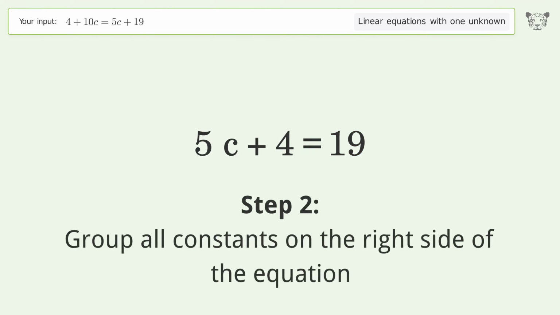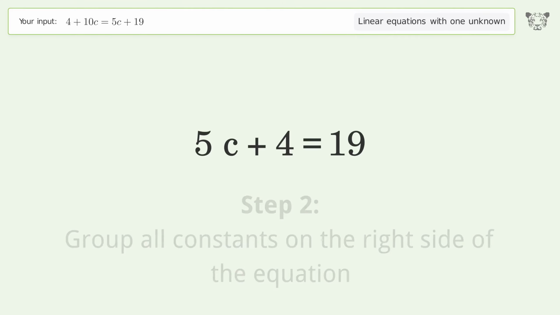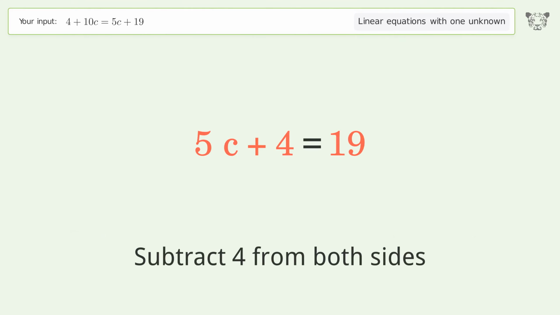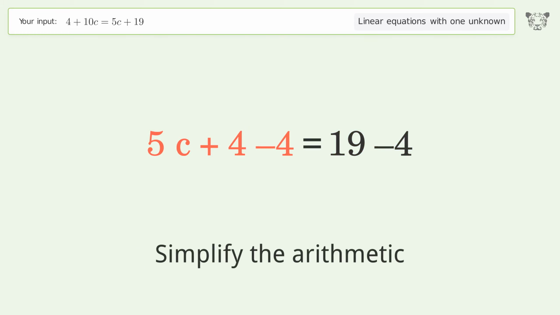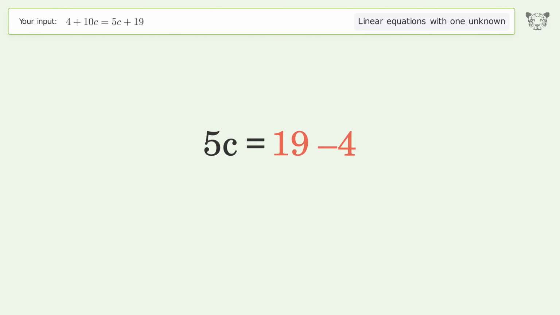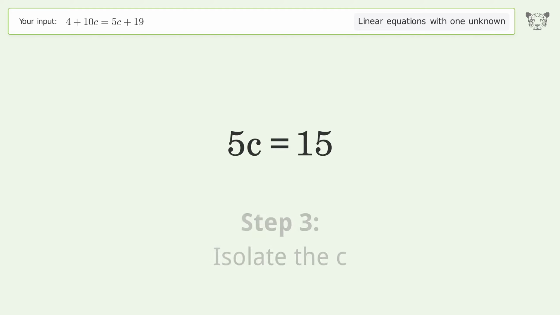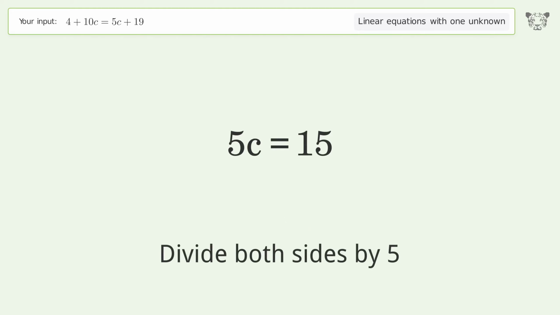Group all constants on the right side of the equation. Subtract 4 from both sides. Simplify the arithmetic. Isolate the c. Divide both sides by 5.